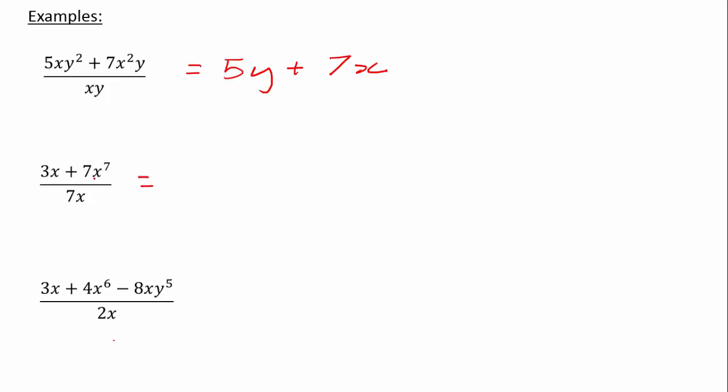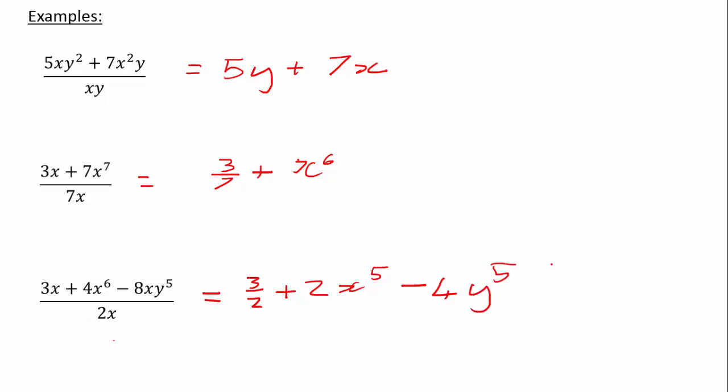3 divided by 7, 3/7. x divided by x is nothing. Plus 7 divided by 7 is 1. We don't need to write it. x7 divided by x is x6. And lastly, 3 divided by 2 is 3/2. x's cancel out, so we can go to the next term. Plus 4 divided by 2 is 2. x6 divided by x is x to the 5. Minus 8 divided by 2 is 4. The x's cancel out, and we're left with y to 5.